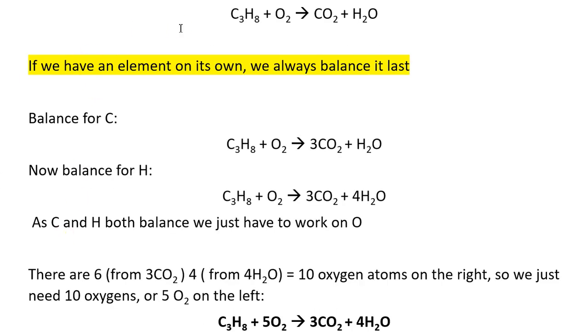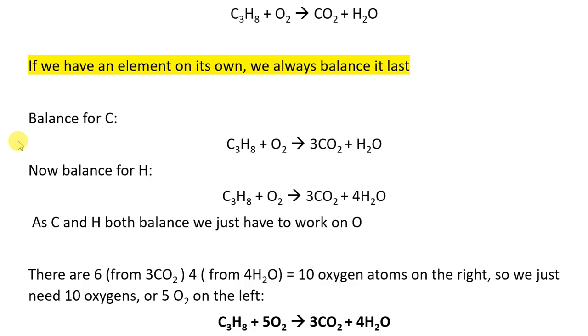Now, my rule, if I have an element on its own, I'm going to balance it last. I look at my formula given, C3H8 combining with O2 to make CO2 and H2O. C3H8. Now, I'm going to repeat because I think it's very important. If you've got an element on its own, balance it last. I could put whatever I wanted in front of the O2. It's not going to affect C or H.